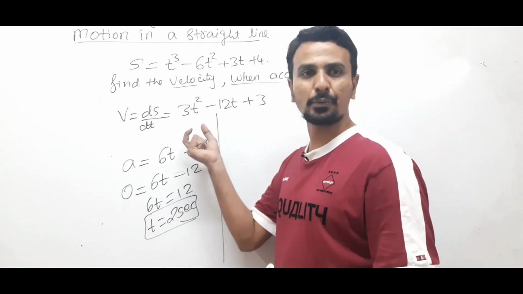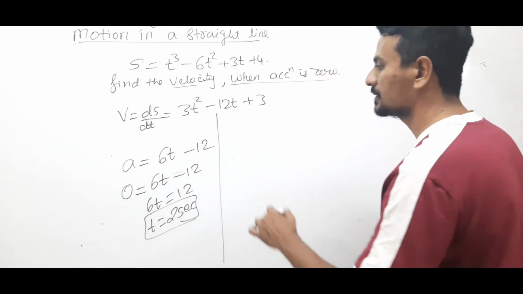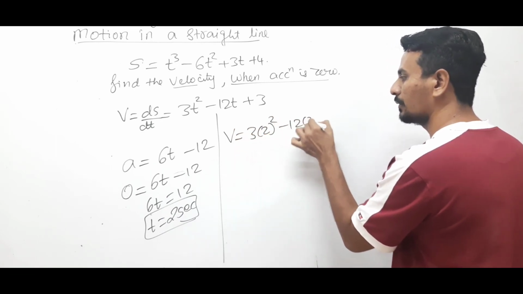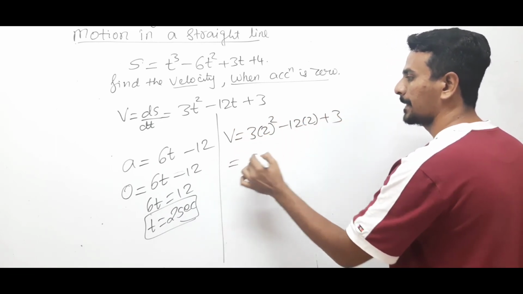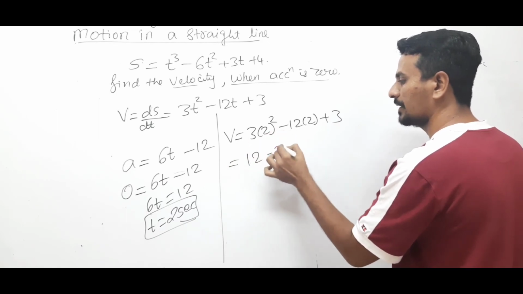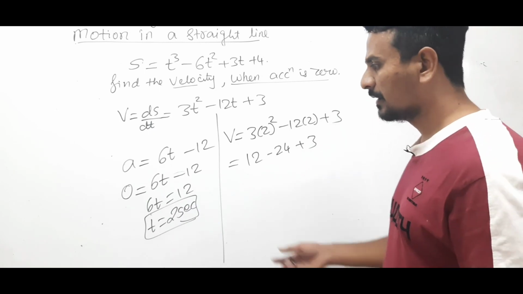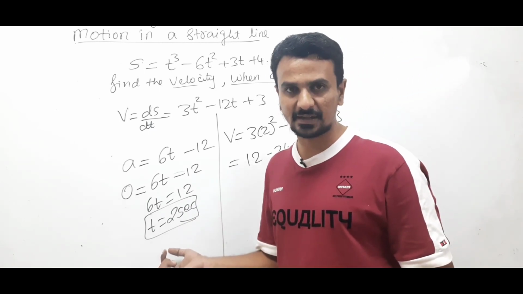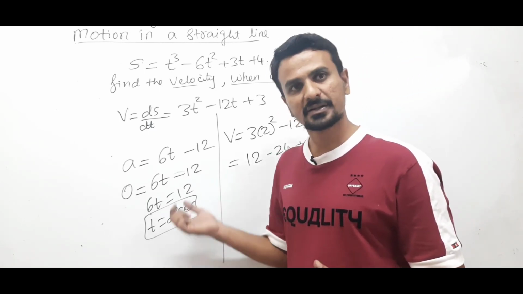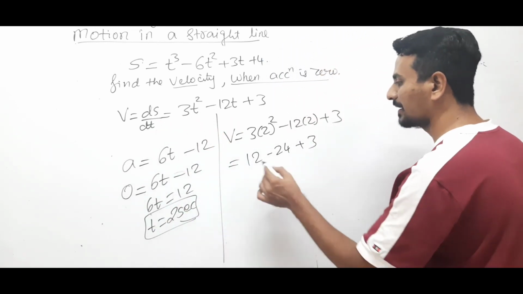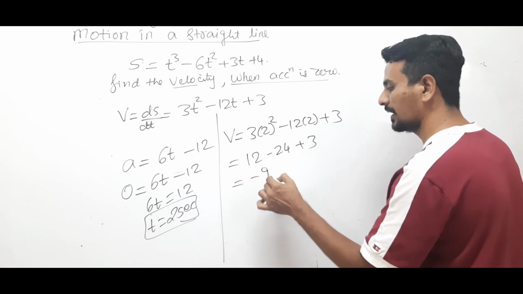Substitute 2 seconds in the equation of velocity, right? So v is equal to 3 into 2 square minus 12 into 2 plus 3. 3 into 4 is 12, minus 24 plus 3. Clear? First I have calculated the time when acceleration becomes 0, that is 2 seconds. Substitute this time in the equation of velocity. So this will be 12 minus 24 plus 3, which is minus 9.